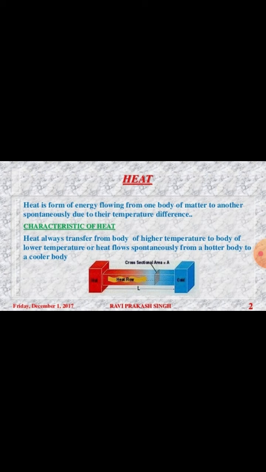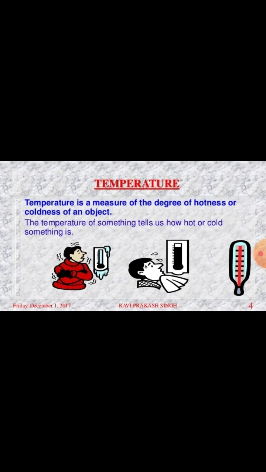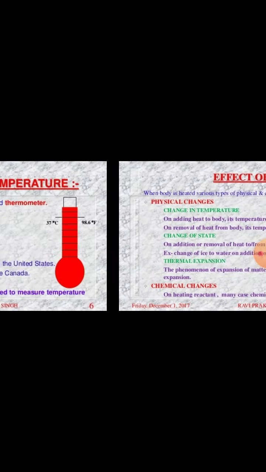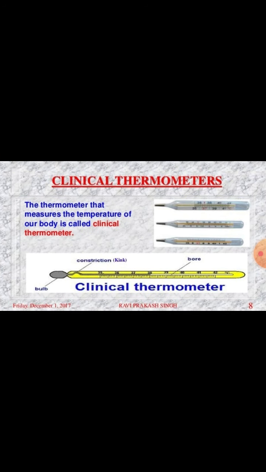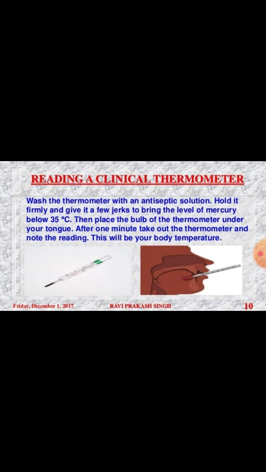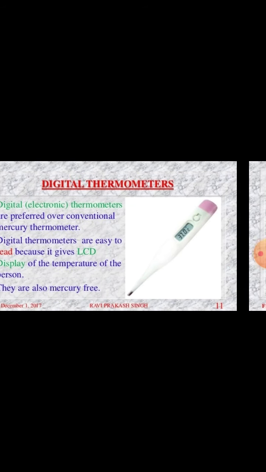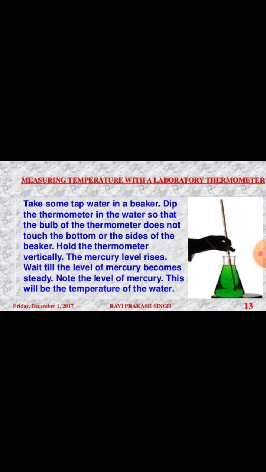This is the heat chapter. You have already studied heat, hot and cold. Next, temperature, effects of heat, and measurement of temperature: how it is measured, and what the different scales and thermometers are. You have already studied the different types of thermometers and how to read them, like the clinical thermometer, the digital thermometer, and the laboratory thermometer, and how they are used in labs.